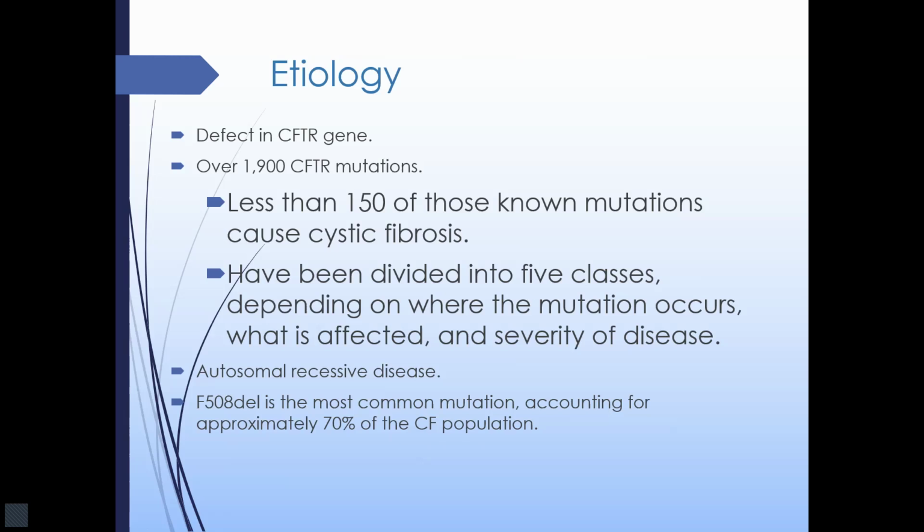So etiology, we talked about it. It's an autosomal recessive disease manifesting when both parents pass on the faulty CFTR allele to their child. There's over 1,900 CFTR mutations, but less than 150 of those cause cystic fibrosis. Now, of those that cause cystic fibrosis, they've been divided into 5 classes depending on where the mutation occurs, what is affected, and what the severity of the disease is.